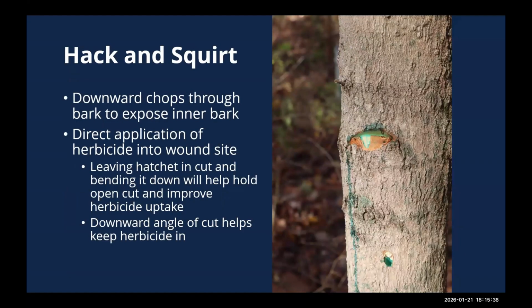Hack and squirt is kind of what it sounds like. You're taking a downward chop with a machete or an axe or some other tool into the bark. You're cutting through the bark and exposing the wood below, and then you're putting that herbicide right into that wound site. You can leave the hatchet in there so it helps you direct the spray right down into the cut surface. We definitely like the downward angle because it creates an upcut that holds the herbicide in there when you treat it.